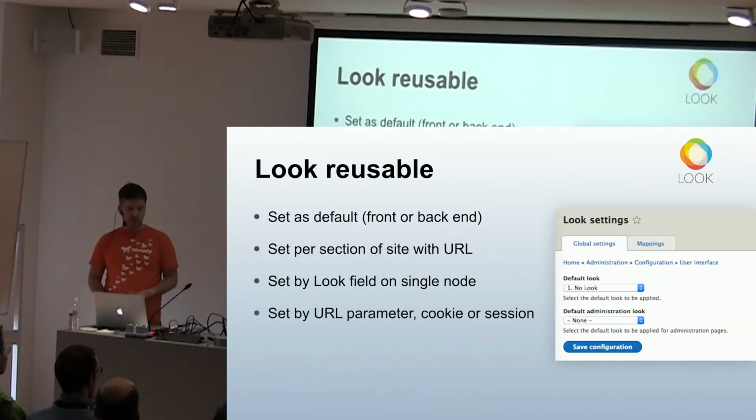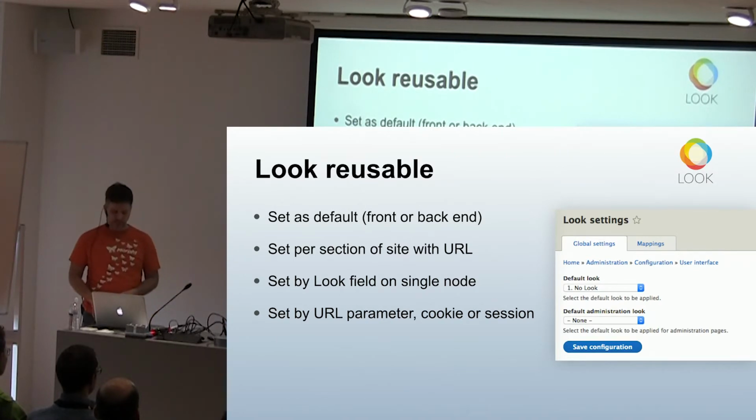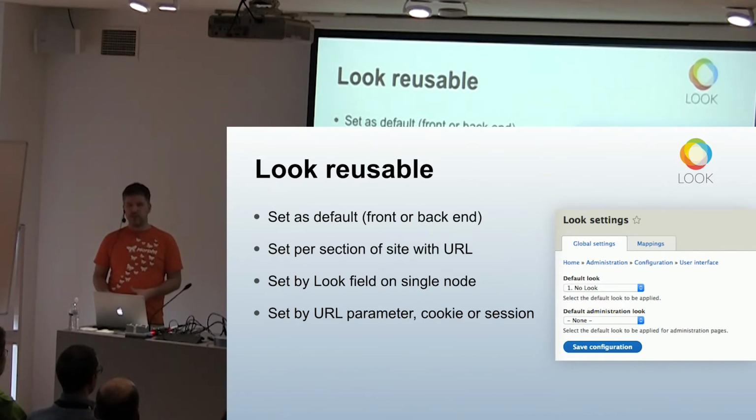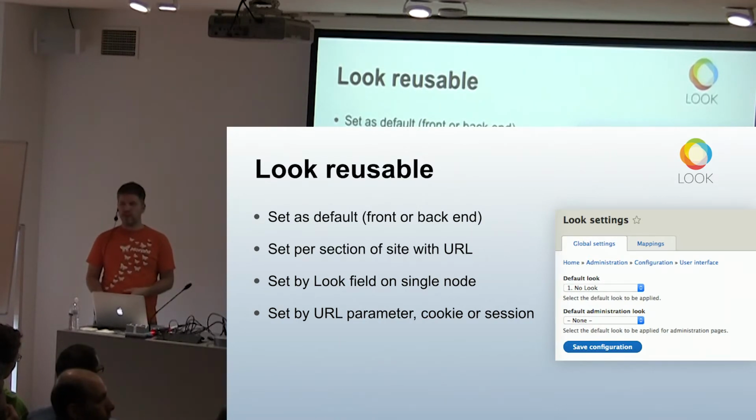That's something I was talking about in the beginning, that the looks are reusable and you can use them on different conditions. So you can use it as a default. For the whole site, you can set this as the default look, which will be used everywhere. But you can set it also just per section of the site, directly on the look. There is a field where you can write a URL with an asterisk, so you can set that this portion of the site will use this look. And you can also provide a look field directly on the node or the entity, which will then use the look you select on the node. And there is a different importance of these, so you can set all of these together. If you set the default look, it will be used everywhere, but if you use the field on the node, it will override the default one.